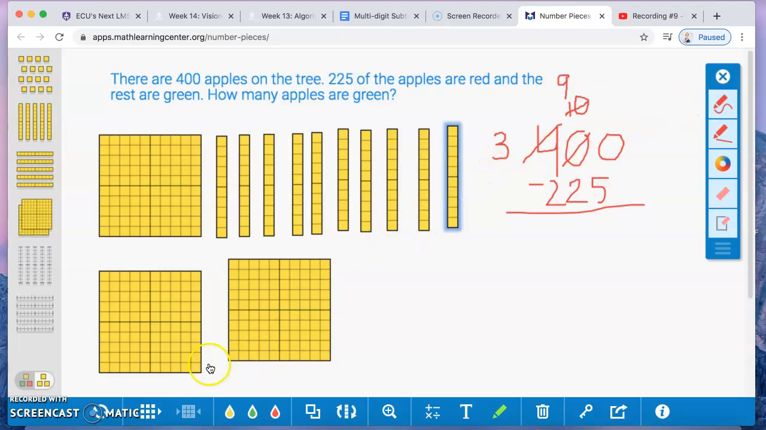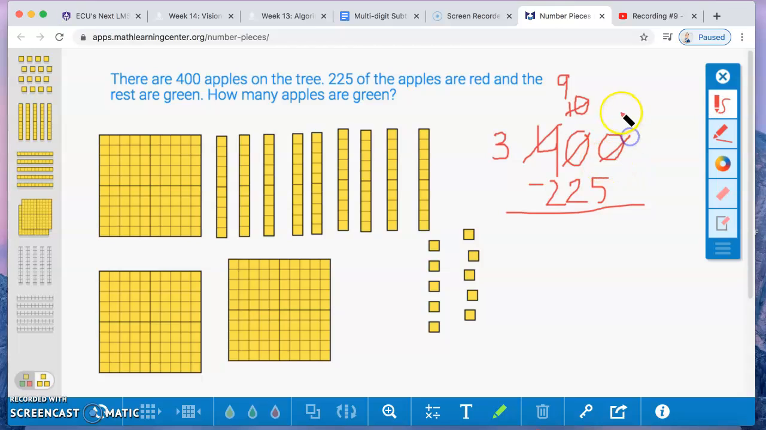We will decompose. Now we have 10 ones. And now our problem is all ready to subtract.